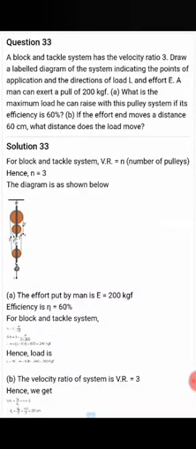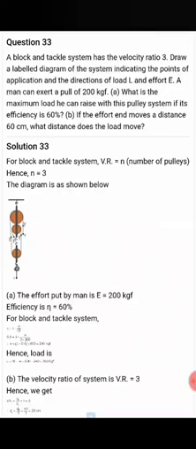A block and tackle system has VR 3. Draw a labelled diagram of the system indicating the points of application of load and effort. A man exerts a pull of 200. Now he is exerting a pull, means he is applying an effort. Effort is 200. VR is 3. What is the maximum load he can raise if its efficiency is 60%?